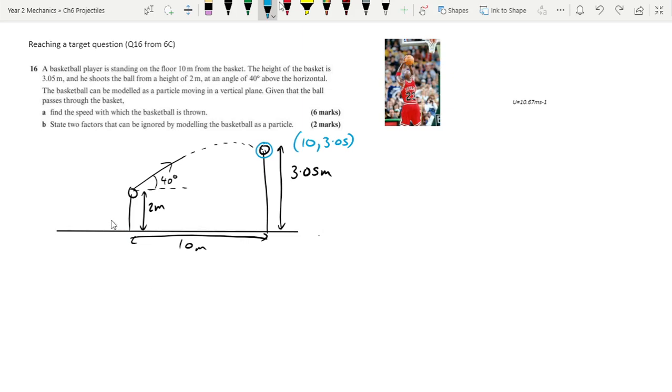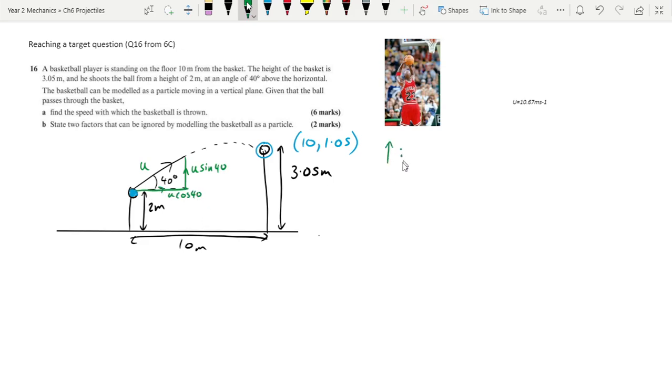If instead we used this point here as the origin, so where it's starting from, rather than 3.05, we could actually use 1.05, because it's 1.05 meters above where it started. So I'm going to do it relative to this point here. I think that makes it a bit simpler. So now let's just look horizontally and vertically. We don't know what speed it was thrown at, so we're just going to use u. So that means the vertical part would be u sine 40, and the horizontal component would be u cos 40.